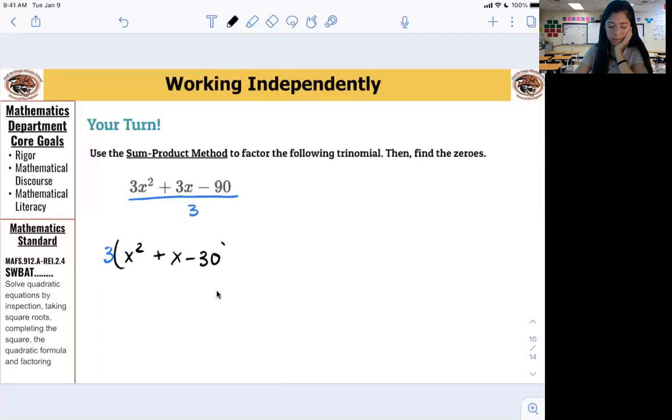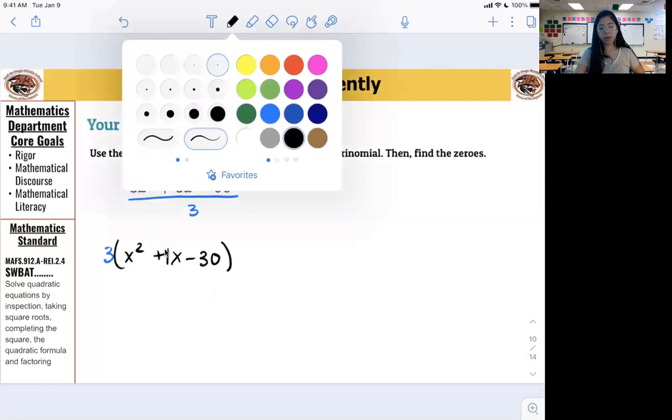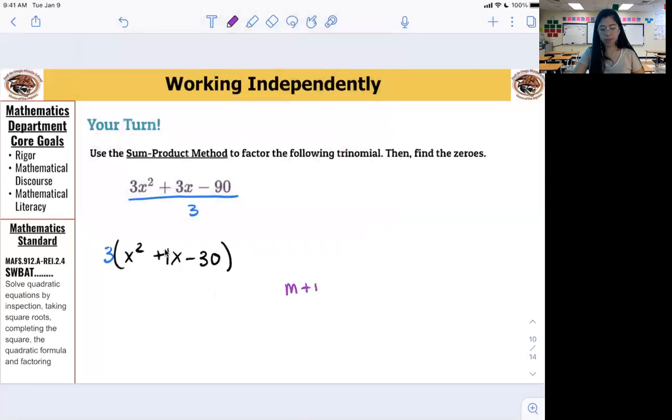Good. Okay, so this is a 1, remember. There's an invisible 1 right here. So I need 2 numbers that. This was a little bit trickier than the others. They have to add up to positive 1, but they have to multiply and make negative 30. So let's think about this, because what are the factors of 30, but specifically, what are the factors of negative 30?